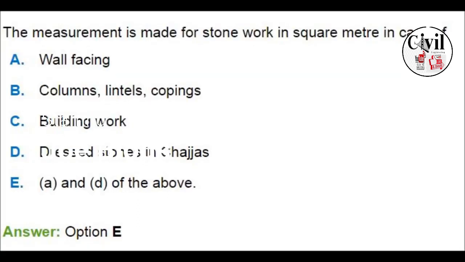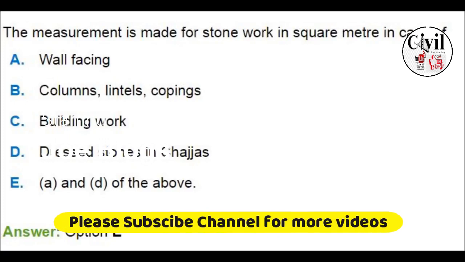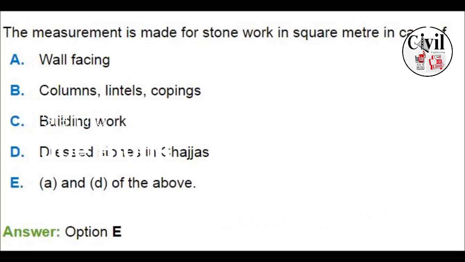The measurement is made for the stonework in square meter in case of wall facings, column lintels, copings, brickworks, dressed stones in chajjas, and also E is A and D of the above. So actually the measurement for the stoneworks in the wall facing and also chajjas works is taken in square meters. So E is the correct option in our case.